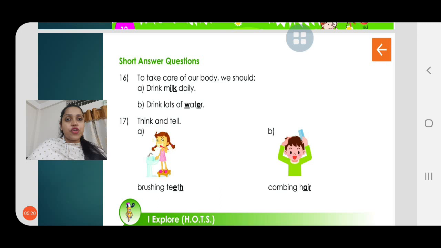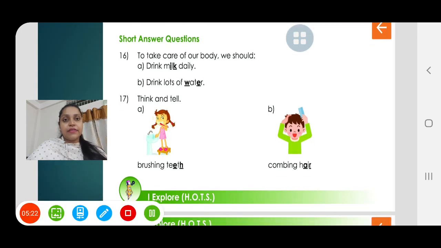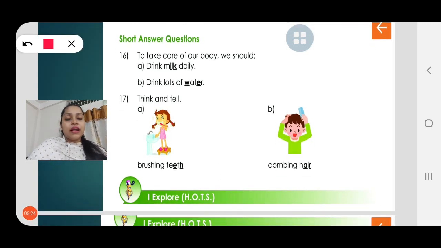Then we come to question number 16, and here it's given, to take care of our body we should drink. A blank is there, you'll have to write there milk. Then drink lots of water. Then you'll have to think and tell, brushing teeth, combing hair.